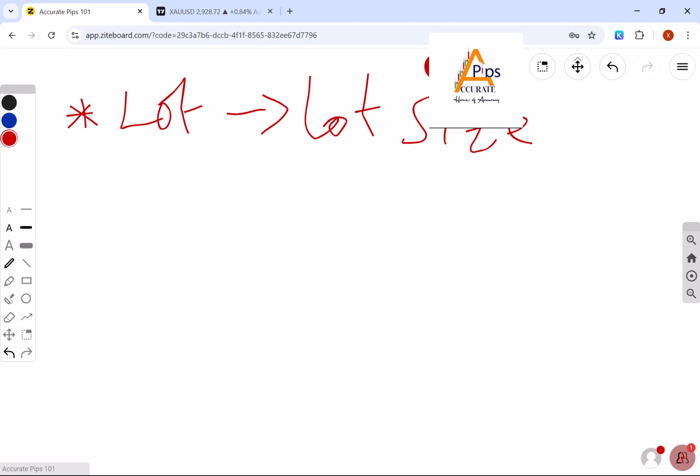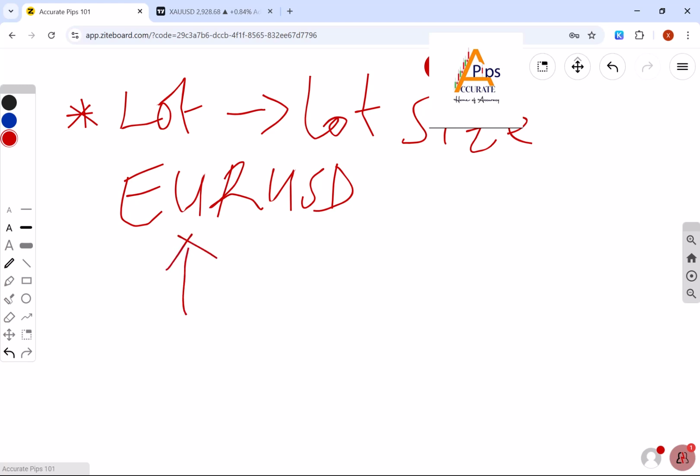Okay, so let's go on. Now, if we take lot size, what are we referring to? The lot size is used to determine the standard quantity of any currency that we are buying. For instance, when we take euro and USD, the quantity of euro we are buying is determined by the lot size. So lot size in forex refers to the standardized quantity of a currency that you trade. We use it to determine how much we are buying or selling.